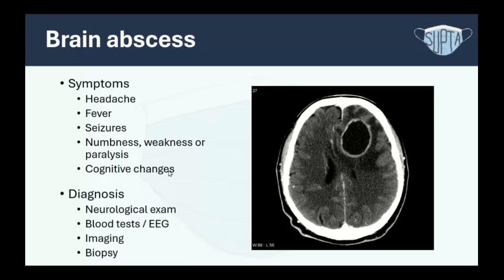In terms of diagnosis, there are a few things. So you can have a neurological exam again to look at the actual symptoms, so any motor changes, sensory loss, that kind of thing. You can have blood tests, EEG, to see if there's some kind of infection, to find out what that could be. And you can have images.